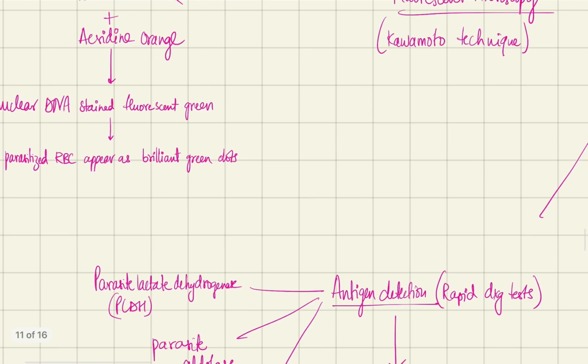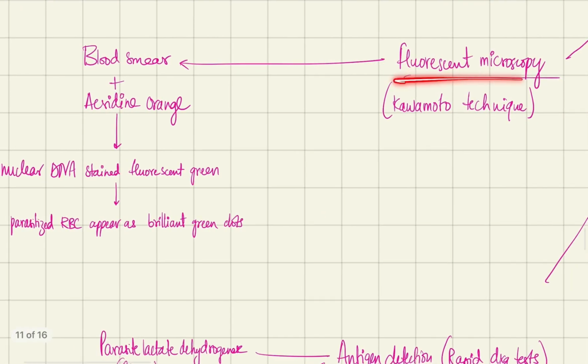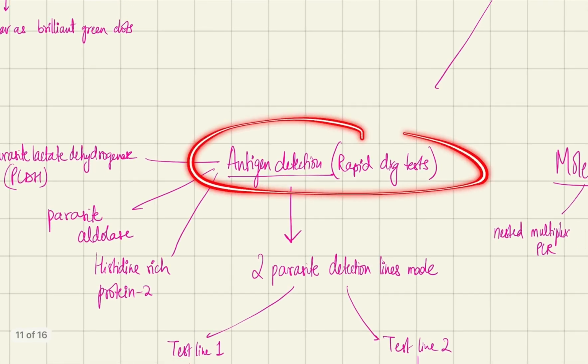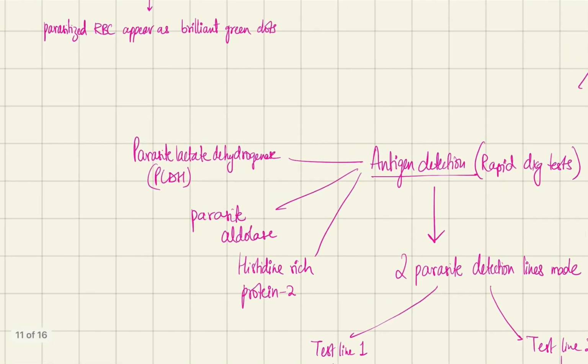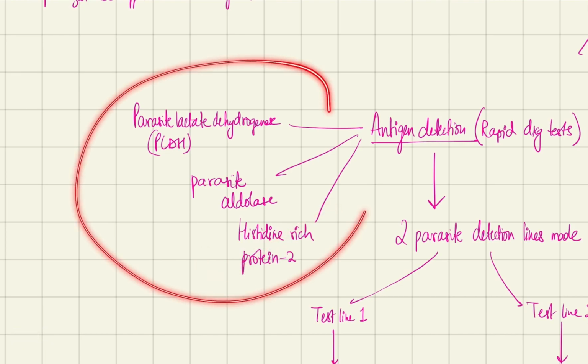Next, coming to the antigen detection. Okay, first, so yeah, this is the fluorescent microscopy. Next, coming to the antigen detection. This is also important because what we detect are the antigens of the parasite: lactate dehydrogenase, PLDH, parasite aldolase, and histidine rich protein 2. Okay, these are very important.